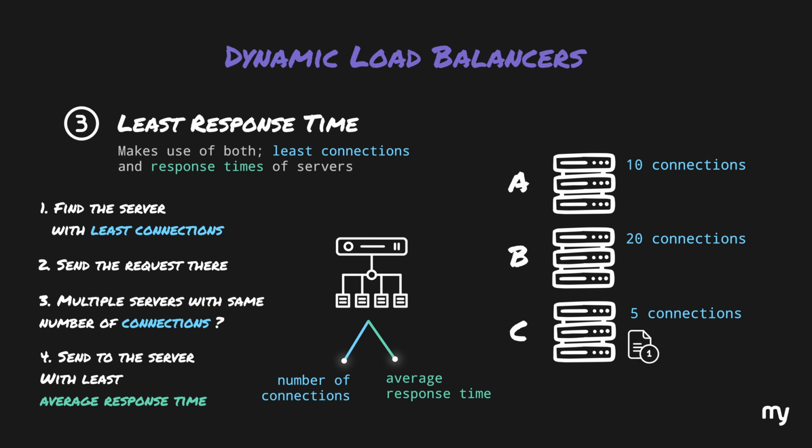However, if B and C both have 8 connections each, then the load balancer has to choose among the two. If B has a response time of 80 milliseconds and C has a response time of 100 milliseconds, the load balancer will choose server B.